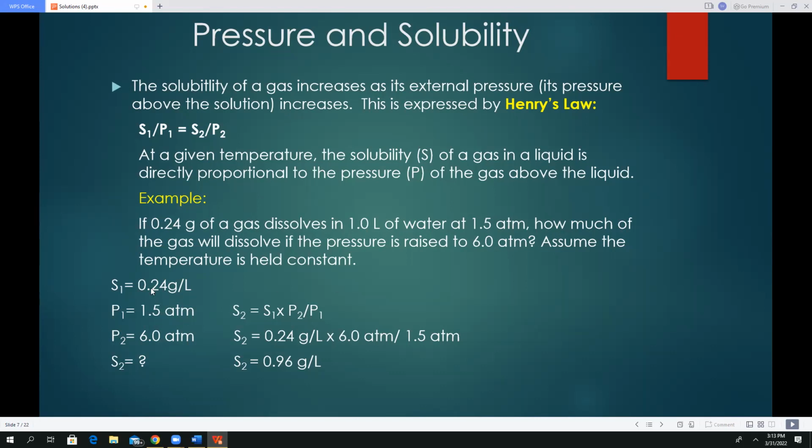So what you do is right here. I always like to take an inventory of the data that they gave me, and then I use the formula and solve for it. Once I did it, I got 0.96. All right.